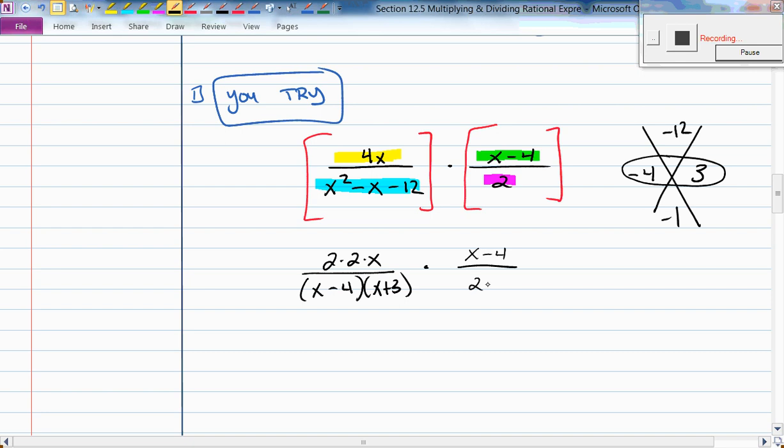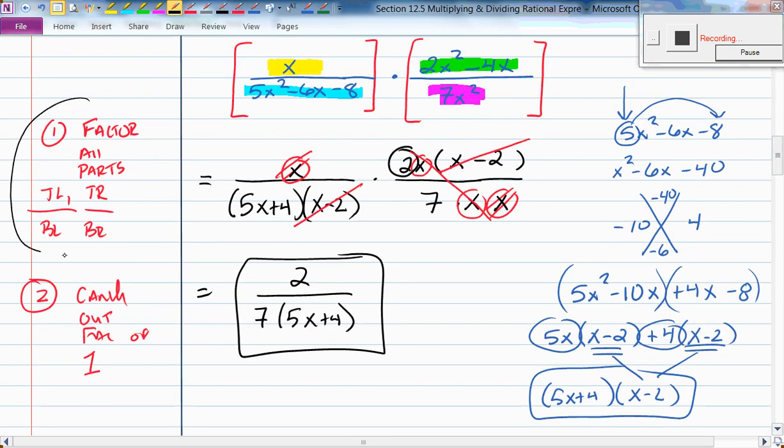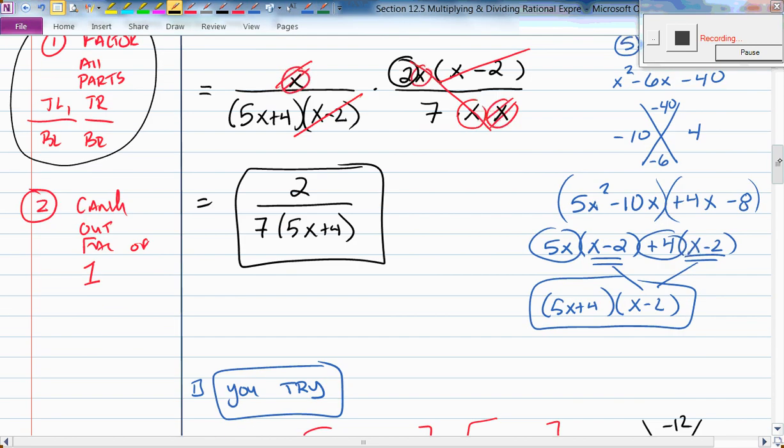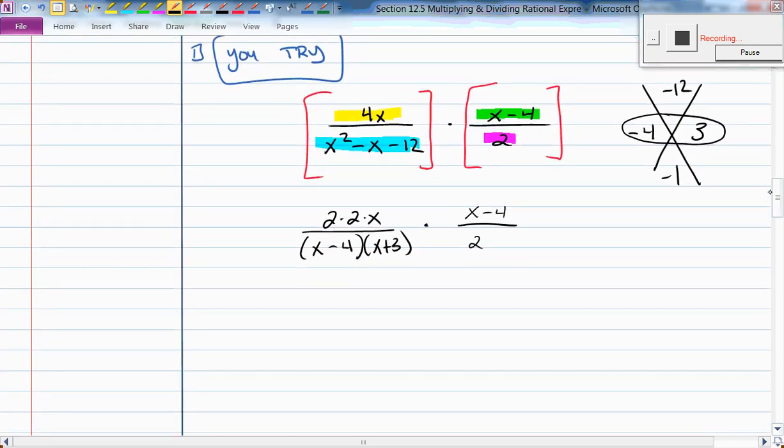2. Okay, so in our process, have we done step 1? Have we factored all of the parts? Good. After step 1, we move on to step 2. Step 2 is to do what? Cancel out all the factors of 1. Does anybody see a factor of 1 here? Kyle, what do you see, buddy?